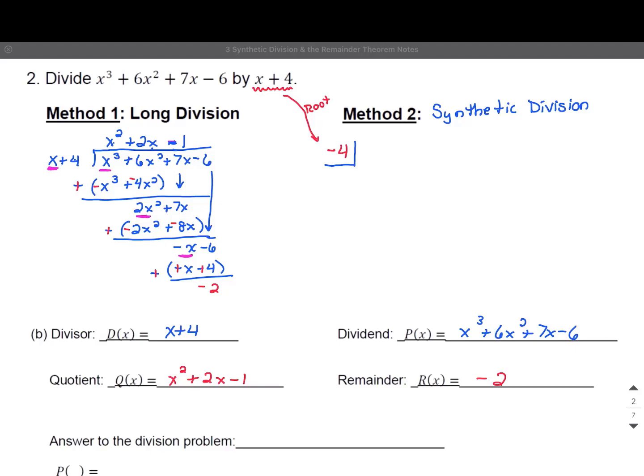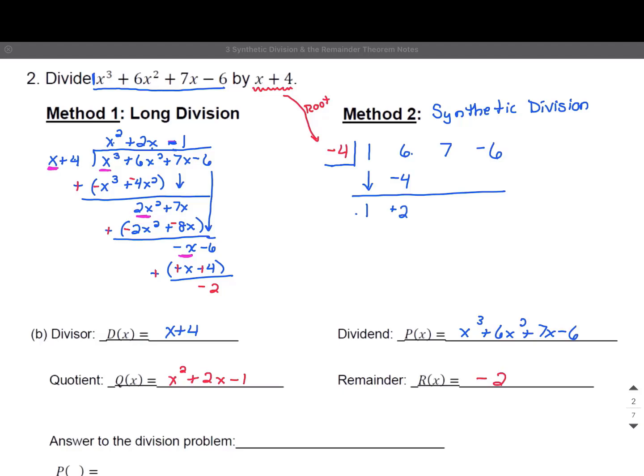Now, we're going to take the coefficients of our polynomial. Remember, if there's no number here, that's the invisible 1. So I have 1x cubed, 6x squared, 7x, and then my constant is negative 6. Okay? Now, we always bring down the first term. Now we multiply. Negative 4 times 1 is negative 4. Then we add. 6 and negative 4 is a positive 2.